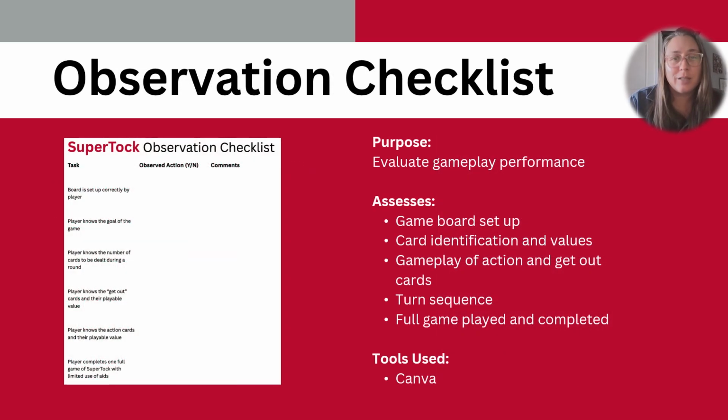The observation checklist will allow the instructor or peer to assess the actual game performance of the learner. This checklist will determine if the learner can correctly set up the board, identify card values, apply action and get-out cards properly, follow turn sequence, and complete a full game. This checklist is aligned directly with the learning objectives and provides a clear and structured way to evaluate a learner's gameplay.